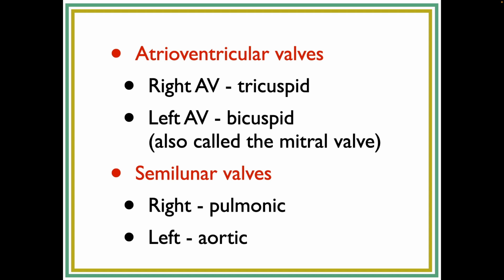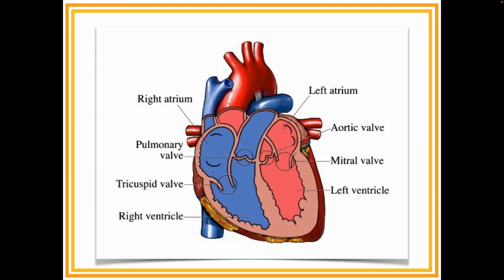Okay, so the AV valves are between the atria and the ventricle. On the right side, we have the tricuspid. On the left side, the bicuspid, also called the mitral valve. And then the other two, if you want to put them as a group, are the semilunar valves, and those are the valves that are leaving the ventricles. On the right side is the pulmonic, and on the left is the aortic. In this case, a picture is what we really want to see. So the two AV valves are between the atria and the ventricles.